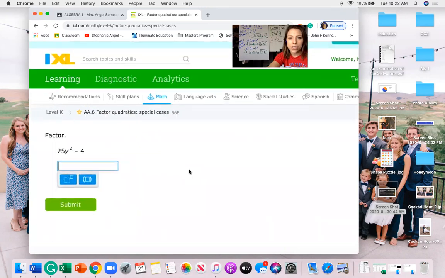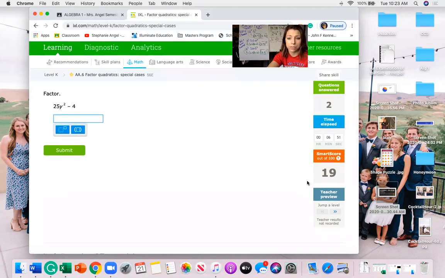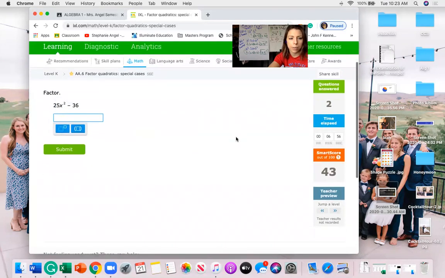So again, to do this IXL code, we're going to jump a level and do a couple more difficult problems, but you're really just checking. Is it a trinomial? If so, you're doing perfect square trinomial. Is it a binomial? Is it 2 terms? Is it a difference? Are they both perfect squares? If so, you're doing difference of 2 squares. So let's jump a level here and see what we got.